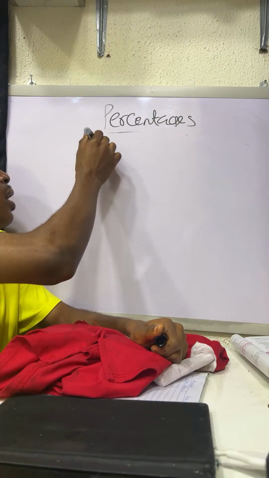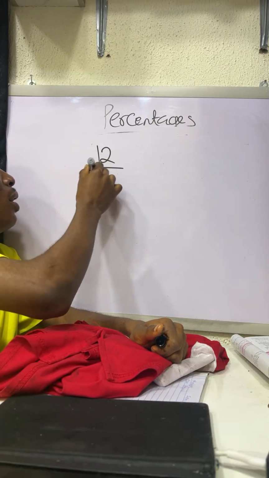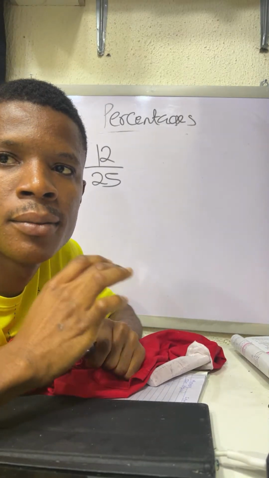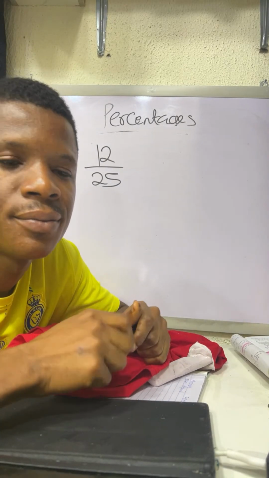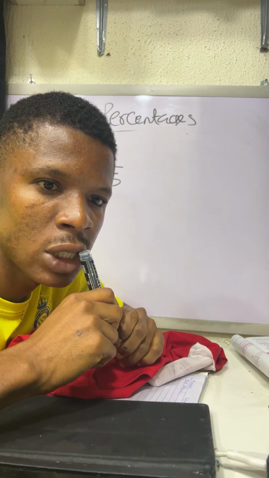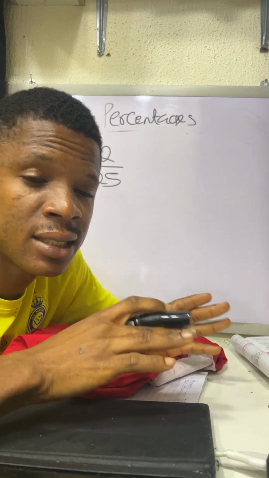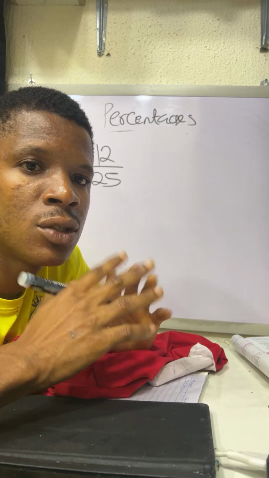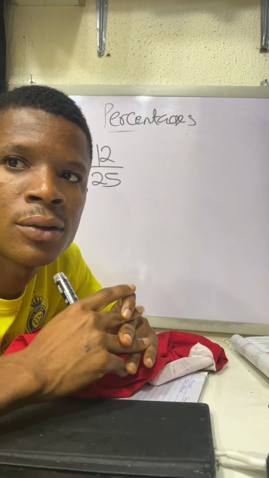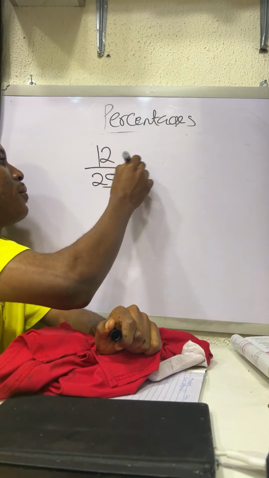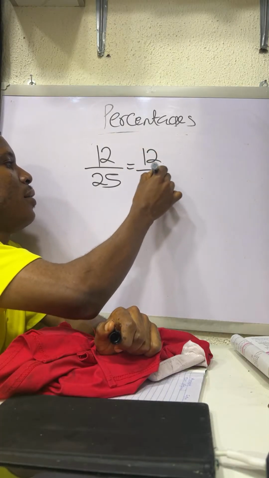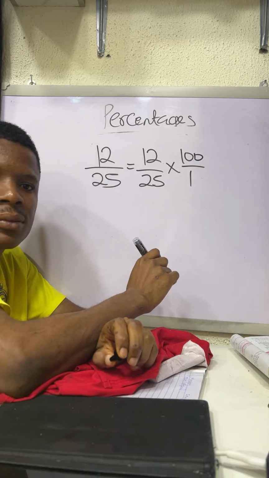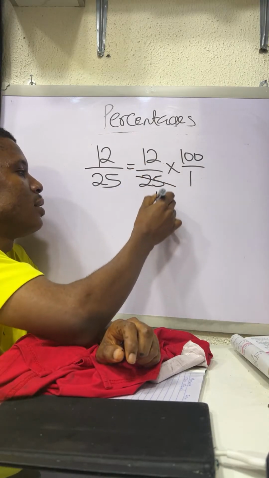We look at 12 over 25. For us to convert 12 over 25 to percentage, this is exceedingly easy. Do you know what to do? What you need to do is to multiply the given fraction by 100 over 1. So since we have 12 over 25, we have to multiply it by 100 over 1.